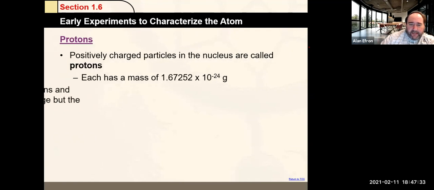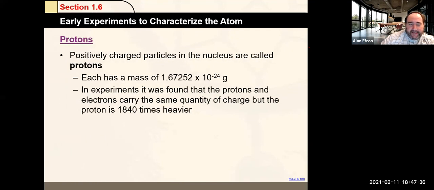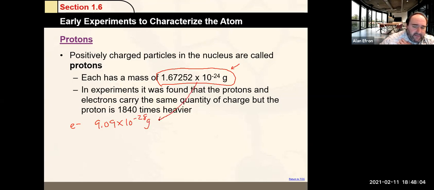So let's talk about protons. That was obviously discovered in the nucleus. And through experiments, it was found that the mass of a proton is 1.67252 times 10 to the minus 24 grams. We'll see why it goes out to so many places in just a second. And just a reminder that the electron that we saw earlier had a mass of 9.09 times 10 to the minus 28 grams. In comparison of these two, the proton is about 1,840 times heavier than any electron that's flying around.